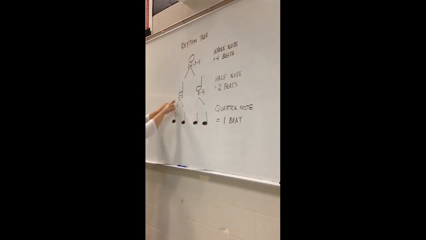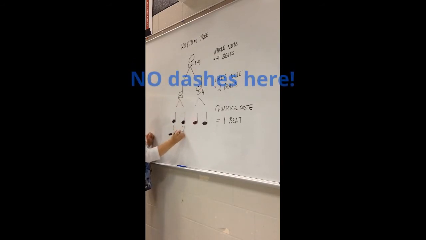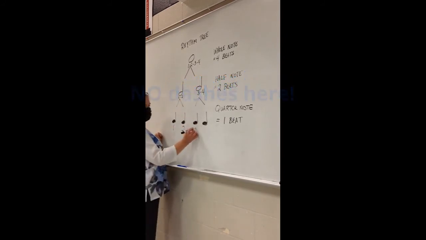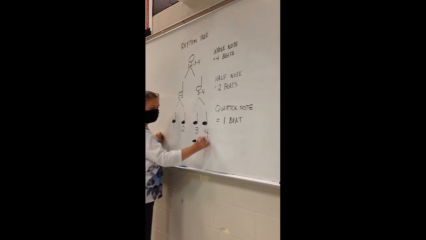Now, if we take the 1-2 and we split it in half, 1's on the left, 2's on the right. Over here, 3-4, bring it down, 3, 4.